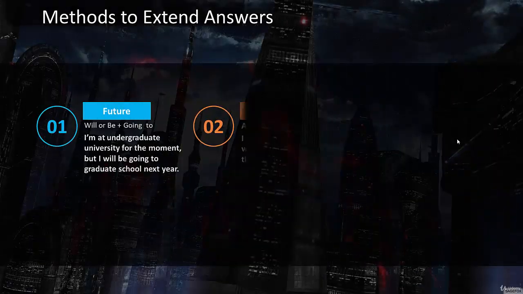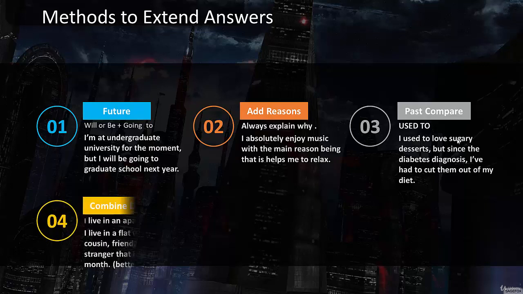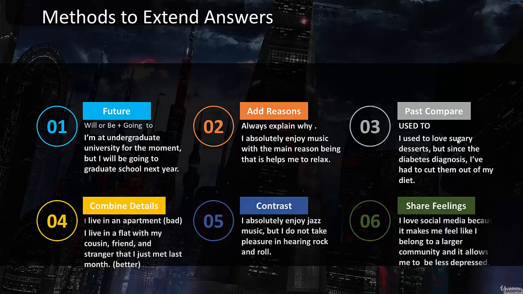All right, here are some methods to really extend your answers. Number 1, get used to using the future tense: will, be, or going to. Number 2, add reasons. Always explain why. Don't just answer it and stop. Explain why. Number 3, compare things to the past. I used to love sugary desserts, but since the diabetes diagnosis, I've had to cut them out of my diet.